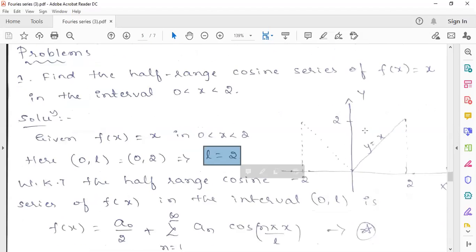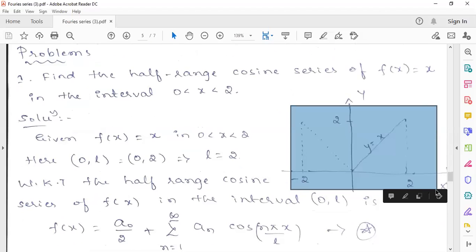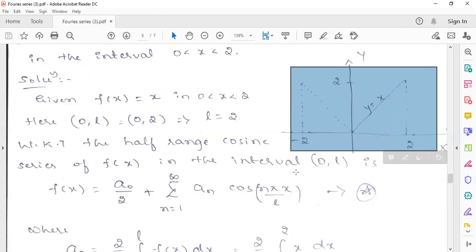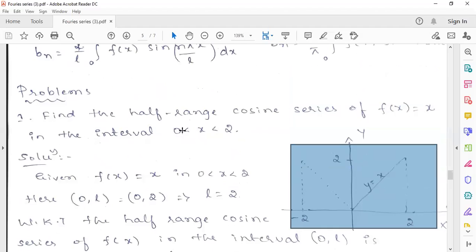Just consider the graph like this, y equals x. If you want to express it as a cosine series, you have to take the mirror image of this curve about the y-axis, so it will be like this. This is the graph. Even if you are not drawing this graph in the exam, that's also fine, but you should know that cosine series means it should be symmetric about the y-axis. Like that you have to make it. Just note down the L value, because they have given the interval 0 to 2.